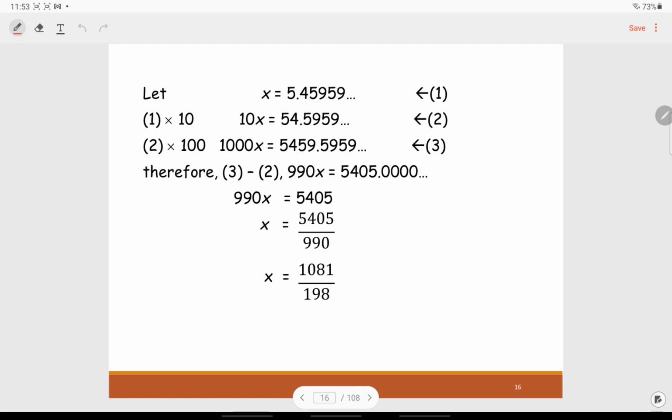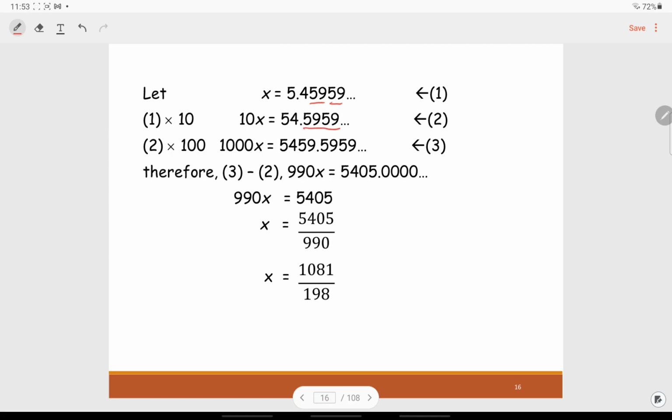Alright, for the next example, almost the same steps. We're given this number, and we're aware that the repeated pattern starts from here: 59, 59, triple dot. The first step is to multiply the first equation by 10. We multiply both sides of equation 1 by 10, so we have 10x equal to this number, which is 54.5959.